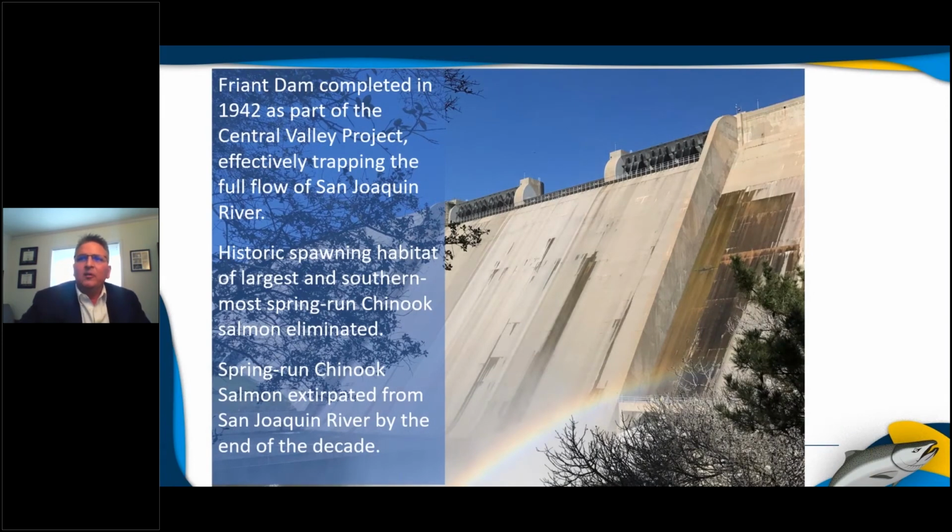Completed in 1942, Friant Dam effectively trapped nearly all the watershed flows. Before the construction of Friant Dam, the San Joaquin River supported the southernmost populations of spring-run and fall-run Chinook salmon, where hundreds of thousands of Chinook salmon used to return each year. After Friant Dam was completed, part of the San Joaquin River began to run dry, cutting off the salmon from their holding, spawning, and rearing habitat. Within 10 years post-construction, probably the most prolific spring-run population in California was gone. Next slide, please.